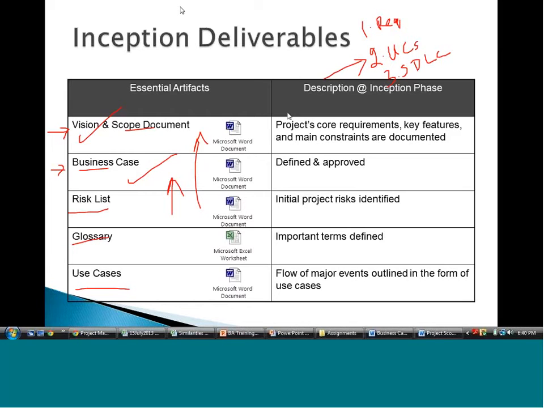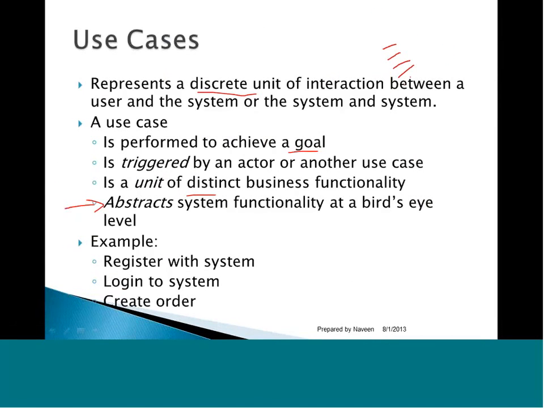So what is a use case? It is a discrete unit of interaction between a user and a system. What do you mean by discrete? Can somebody unmute and please give me the definition or understanding of discrete? What is discrete?